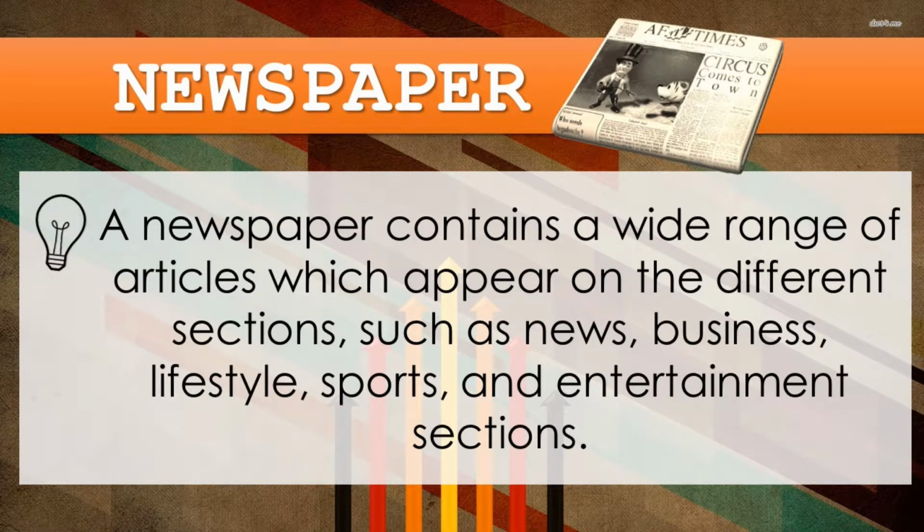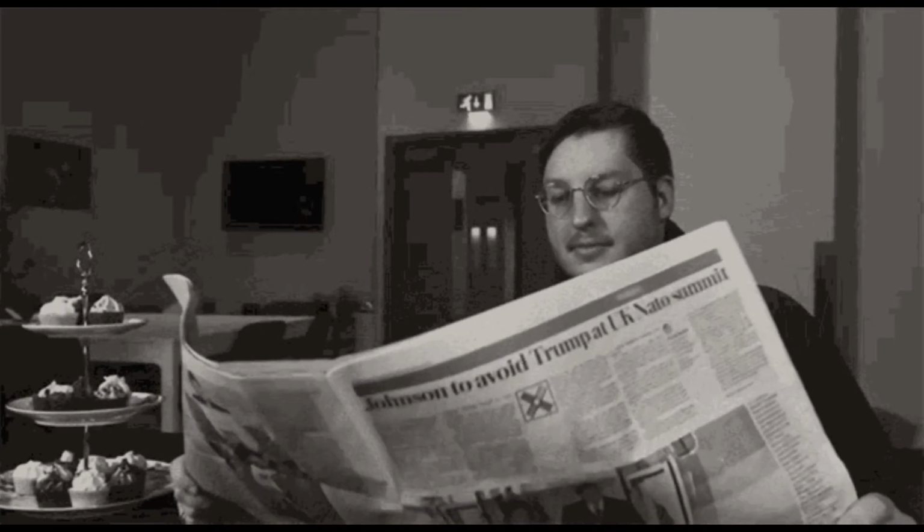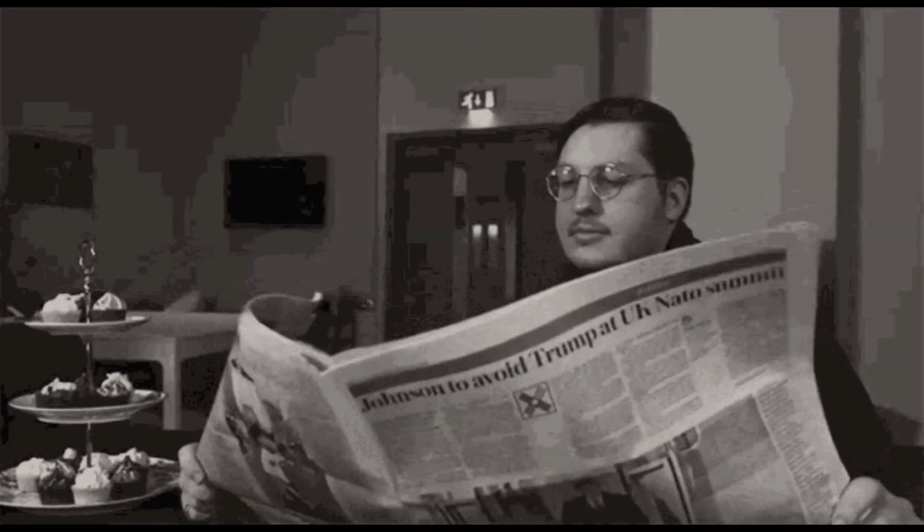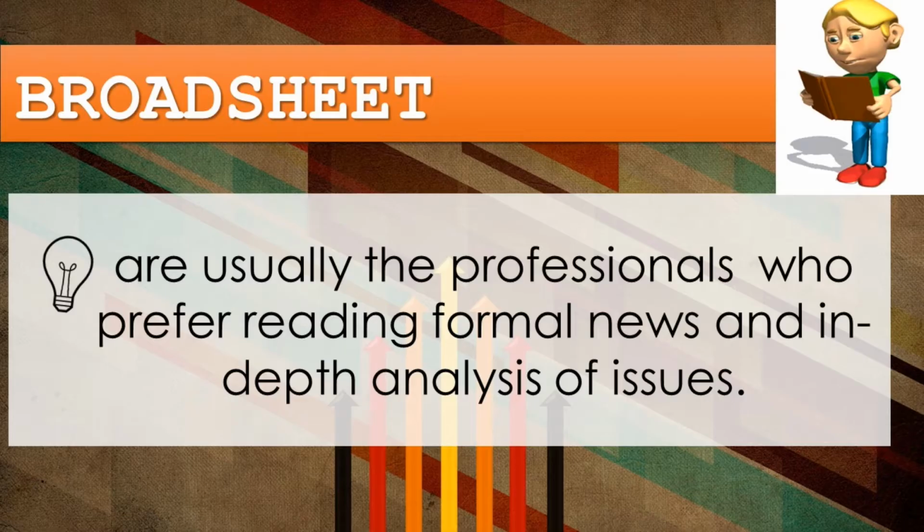Then the second example of print media is newspaper. A newspaper contains a wide range of articles which appear in different sections, such as news, business, lifestyle, sports, and entertainment sections, printed daily or weekly. A newspaper has two types: the broadsheet and the tabloid. So what are broadsheet and tabloid?